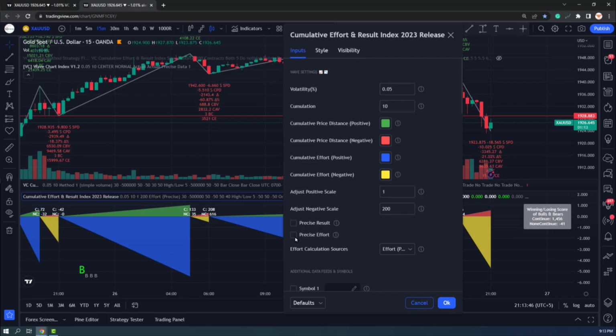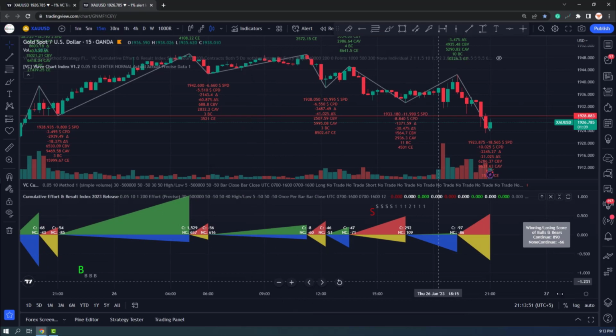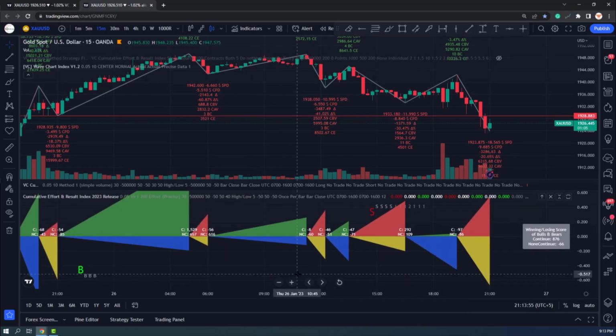What is the actual meaning of precise effort? Actually, it removes the extra noise. In other words, the manipulation of smart money, the manipulations of big players, from the price movement.